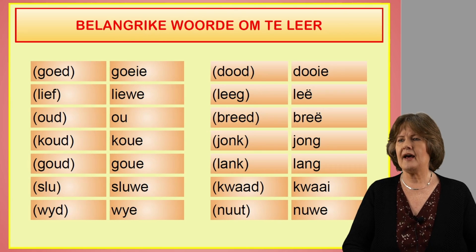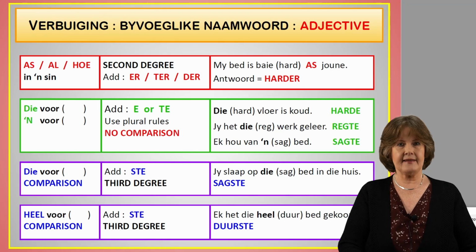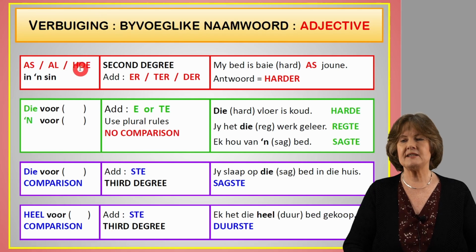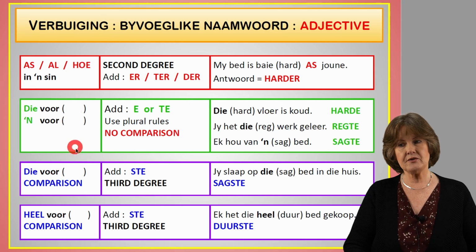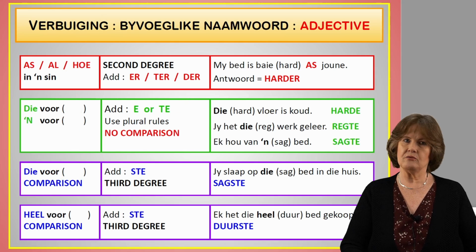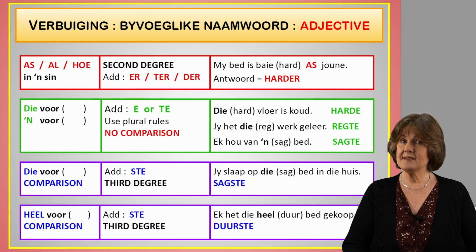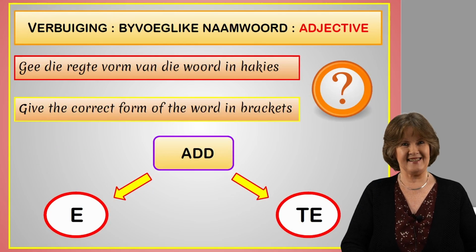And if you learn that and you look at this slide where you see the first column, the second one, and the third one, those rows there, then you will be fine. And if you are stuck, you just add E or TE.